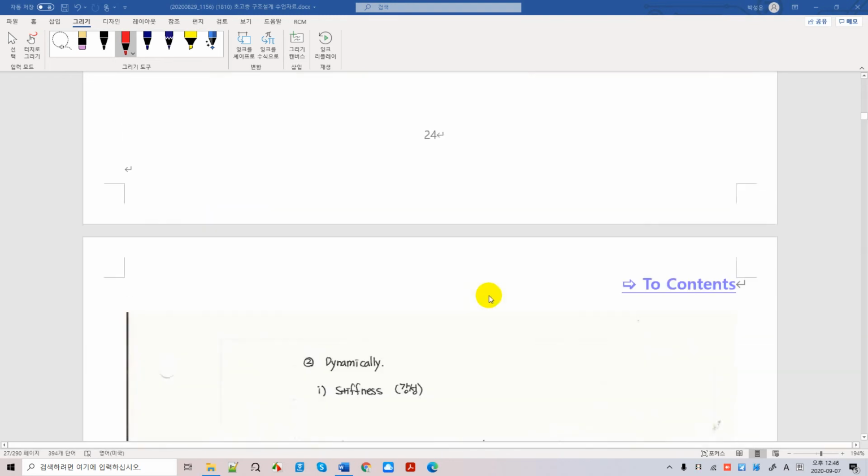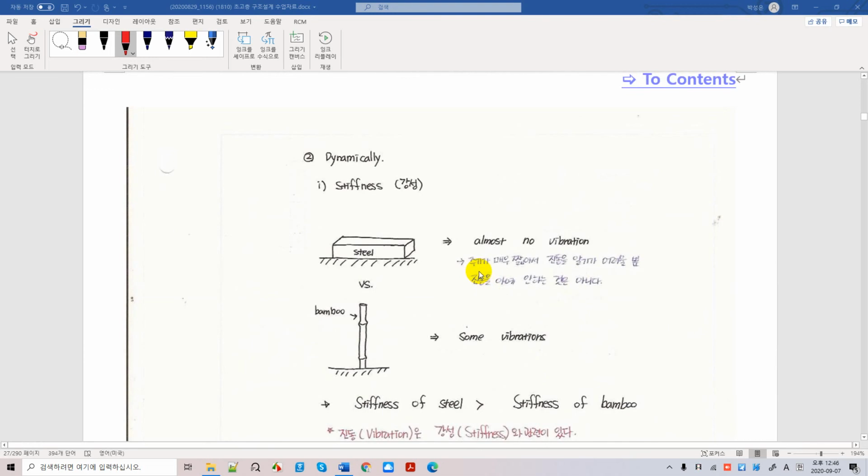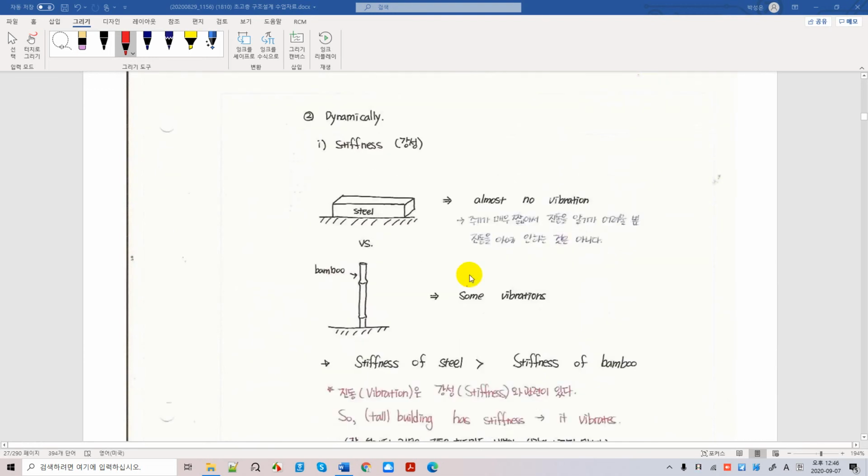Okay. Now let's take a look at what kind of dynamic properties we have to really consider when we look at high-rise building behaviors. So first, a very important factor that we need to understand in dynamic analysis is the stiffness of the building, right? The stiffness is defined as how your building can resist external loadings.